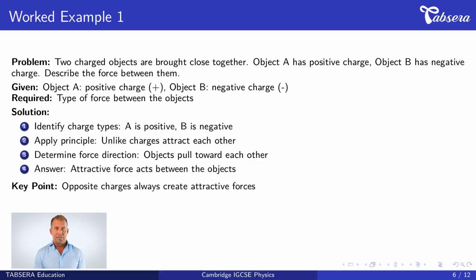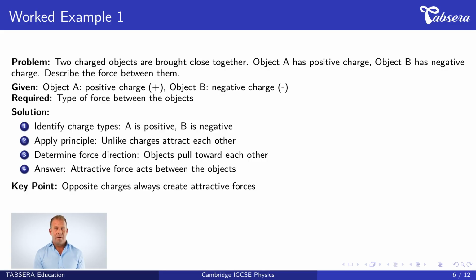Let's work through our first example. The problem states, two charged objects are brought close together. Object A has positive charge, object B has negative charge. Describe the force between them. We are given object A carries positive charge represented by plus symbol. Object B carries negative charge represented by minus symbol. We need to find the type of force acting between these objects.